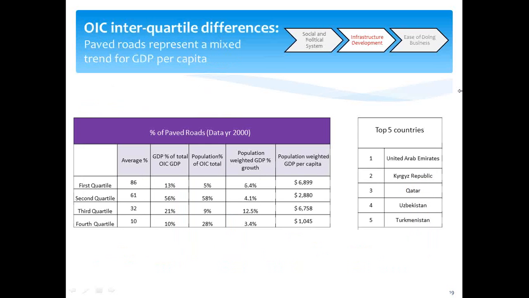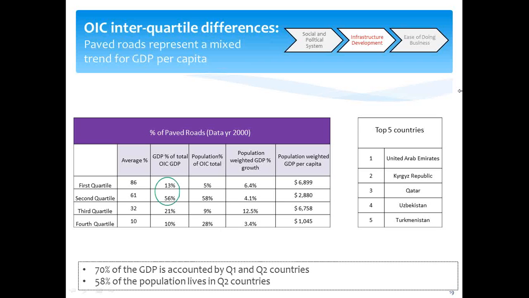So then we broke this up again into quartile tables just to see if there's any difference across the quartile tables within the OIC countries. And we find that for the percentage of roads paved, the bulk of the GDP contribution comes from the top 2 quartile countries. Interestingly, 60% of the population lives in quartile 2 countries, indicating that having high population might be good for infrastructure development, especially roads.